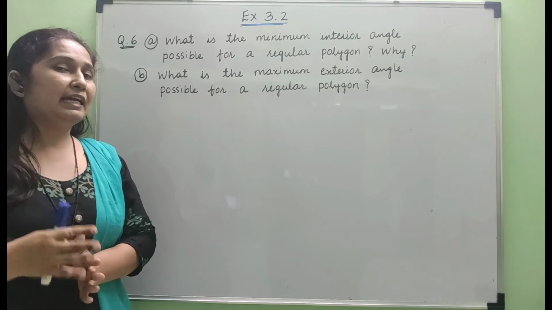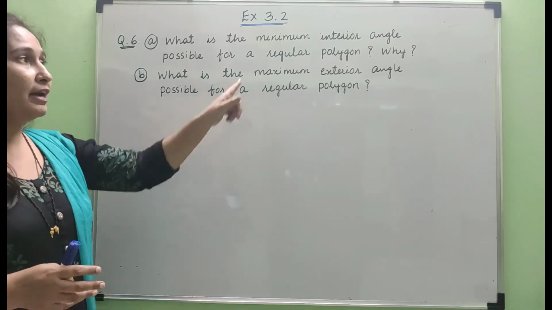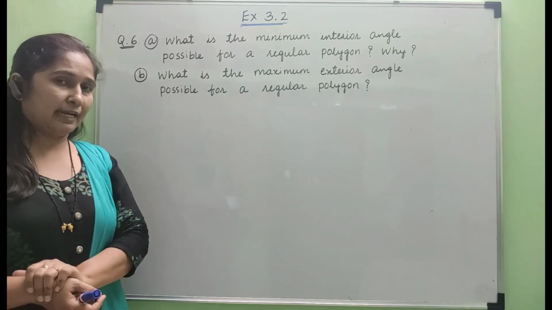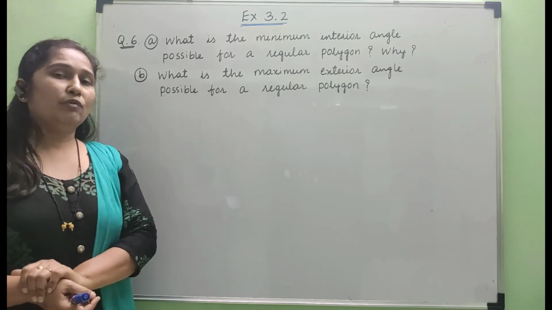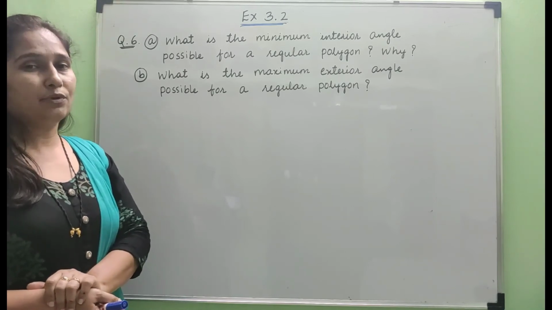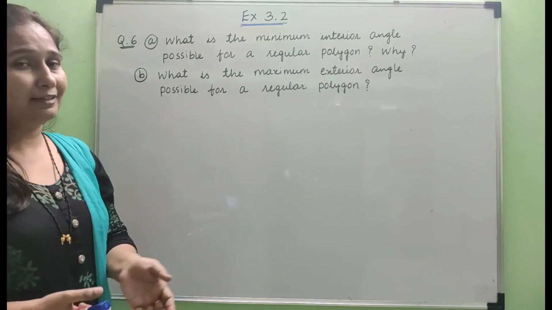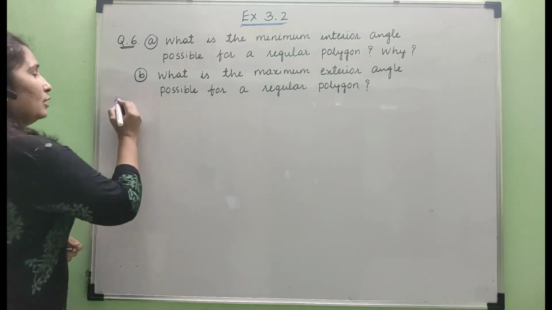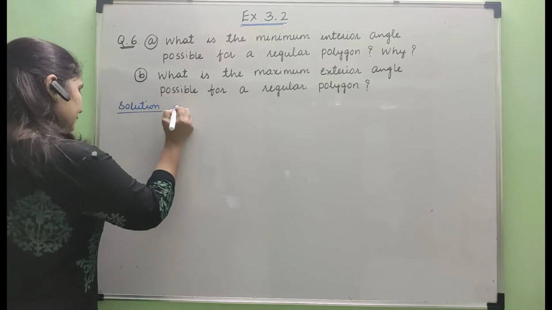So we are taking the example of the triangle, and they are asking for a regular polygon. Which is the regular triangle? The equilateral triangle is the regular triangle. So in an equilateral triangle you will get the minimum interior angle, and the interior angle of a regular triangle is 60 degrees, meaning the interior angle of an equilateral triangle is 60 degrees. So let's write the solution of part A.